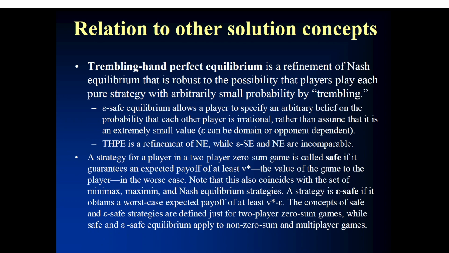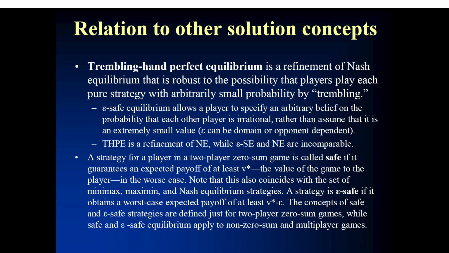Let me briefly discuss a relationship to some other solution concepts that relate to robustness. The most prominent is trembling hand perfect equilibrium, which is a refinement of Nash equilibrium that is robust to the possibility that players play each pure strategy with arbitrarily small probability by trembling. The formal definition looks at the limit as epsilon goes to 0, assuming that the players have to play all pure strategies with probability epsilon, and it's a limit point of equilibria of these perturbed games.